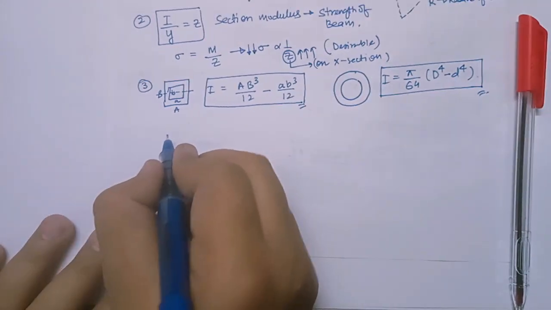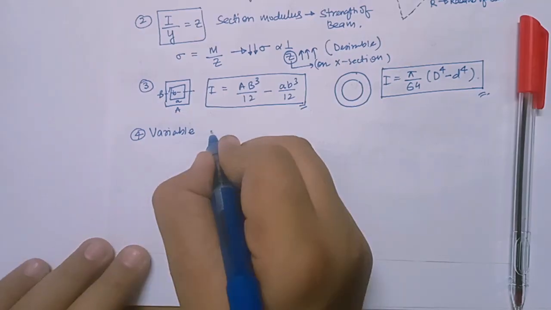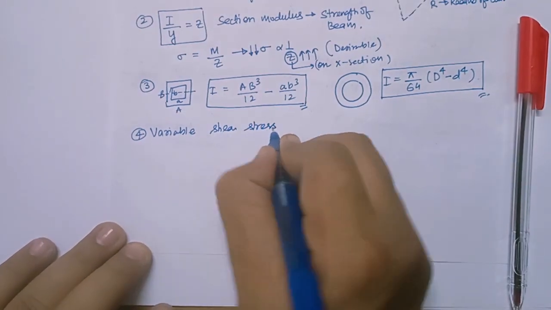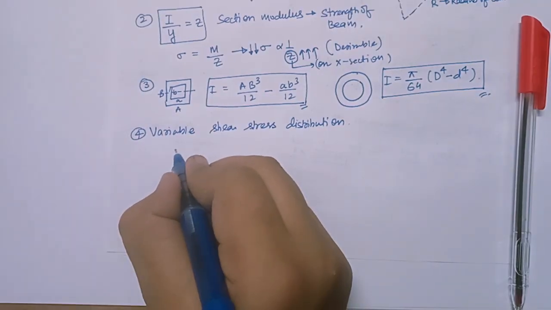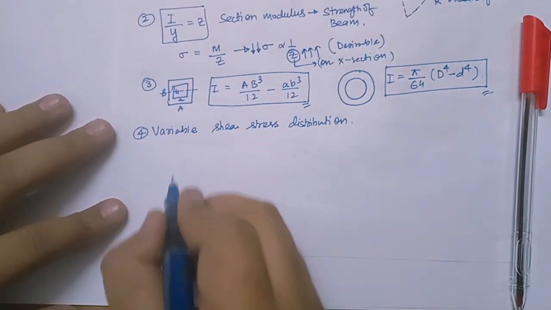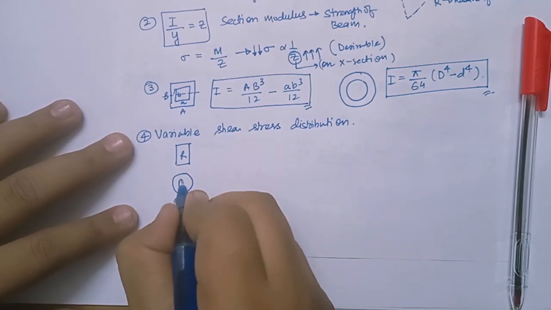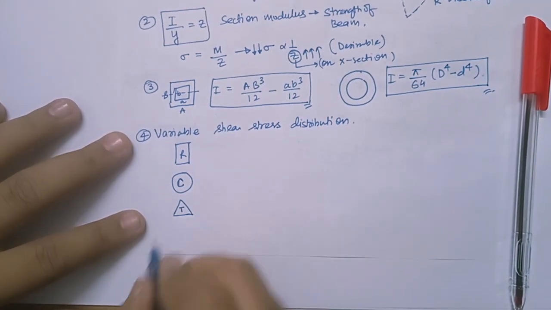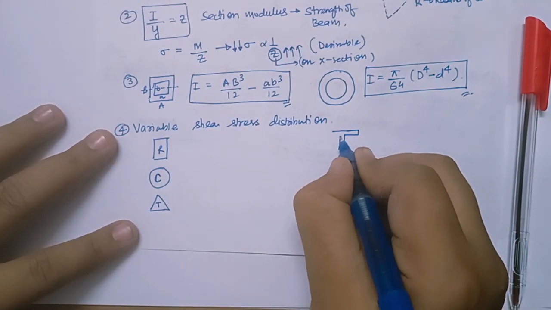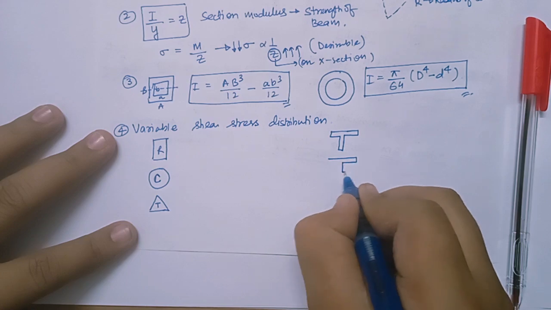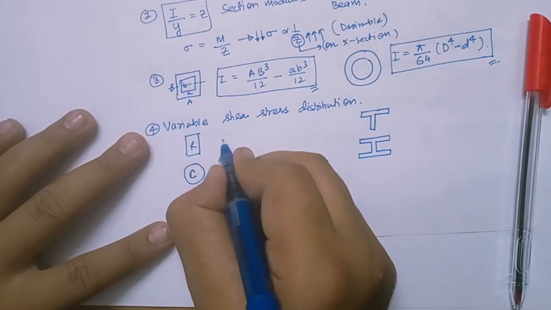Now if I talk about variable shear stress distribution, in this I am going to tell you three important cross sections. One is R, rectangle, circle, RCT, triangle, and then two more sections we are going to discuss, that is T section and I section, right? This is RCT.